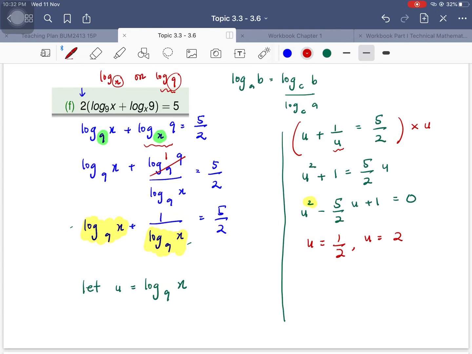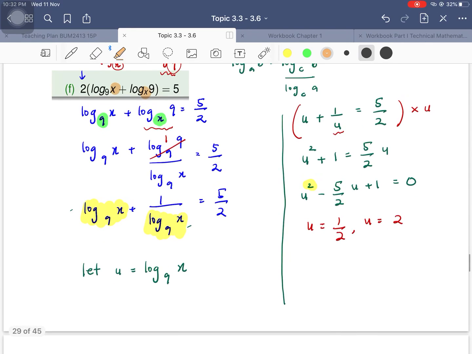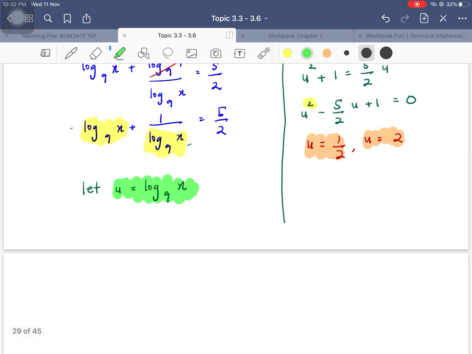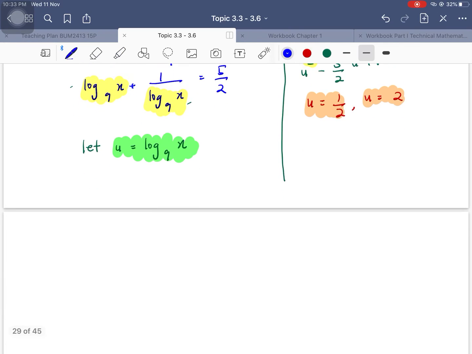Okay, however, let me remind you that u is not our solution. When we solve this equation, what we want is to find the value of x, because x is in our original equation. So based on these values of u, we are going to find the value of x. How? This is the equation that we're going to apply. That is why I told you before that finding the value of x from u is going to be easier when your base is a number. If your base is a variable, it could get slightly more complicated.